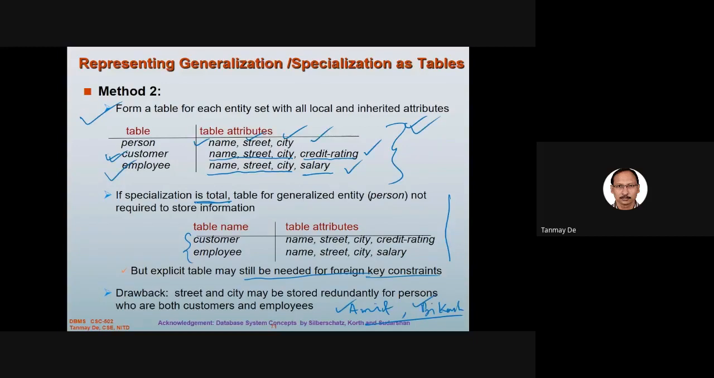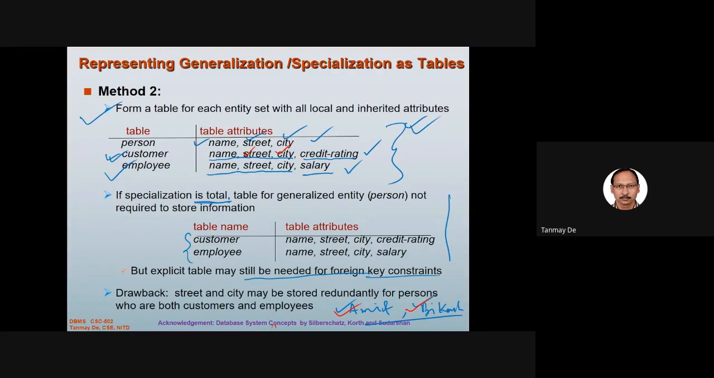So now, in that case, what happens? For the person Amit and as well as Bikas, both of them are the customer and as well as the employee. So address, or more specifically in this example, street and city, are redundant in both the customer table and the employee table. This redundancy not only increases the memory space use, it also increases the complication during the updation time.